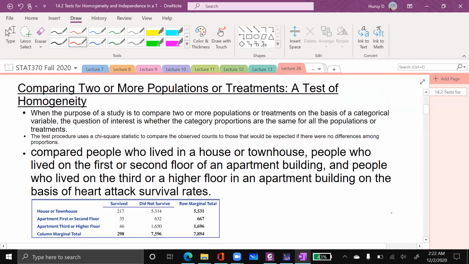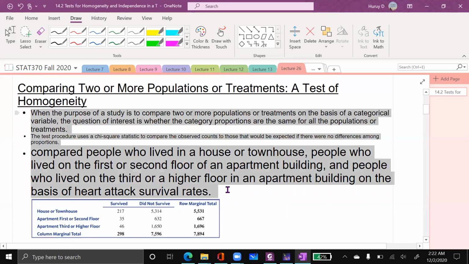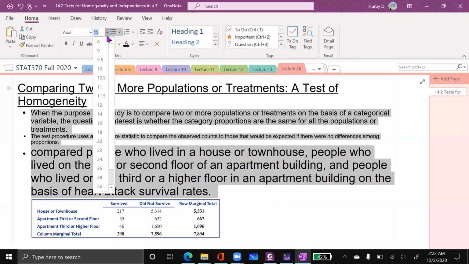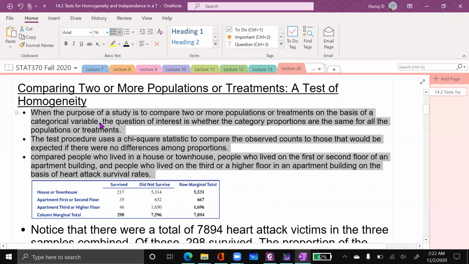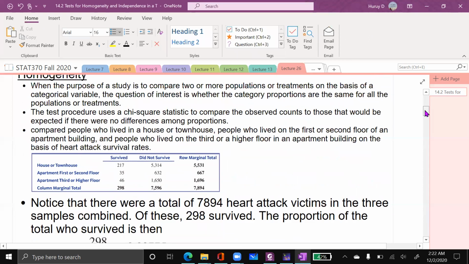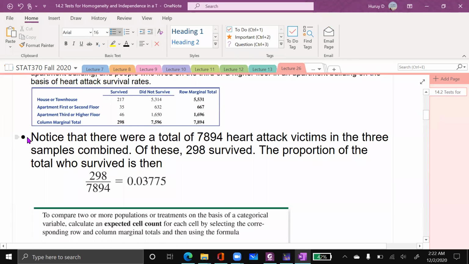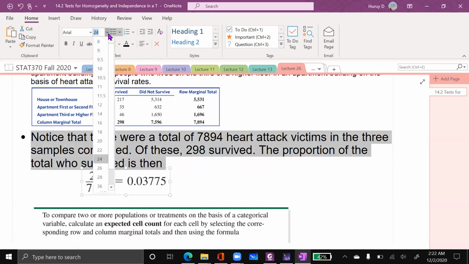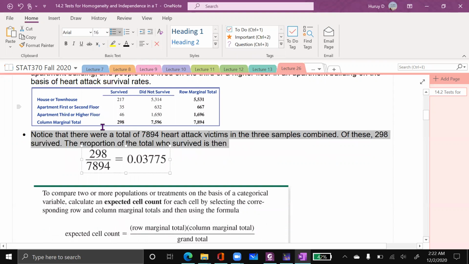So for example, let me change this font size because they are different. Select all of them. And let's keep it 16. Okay, and I still have some. Okay. All right.